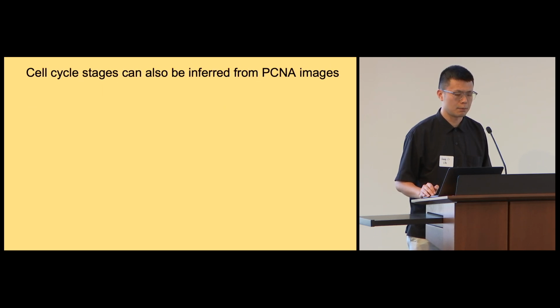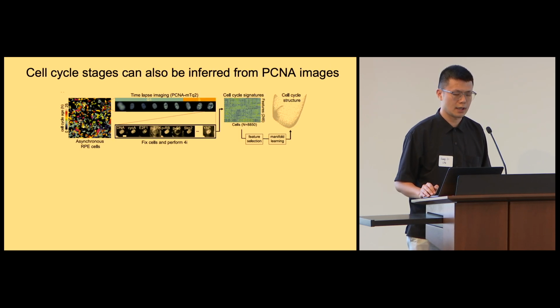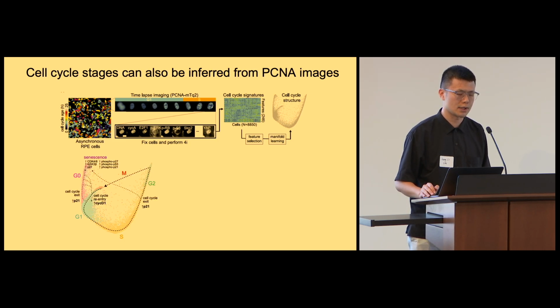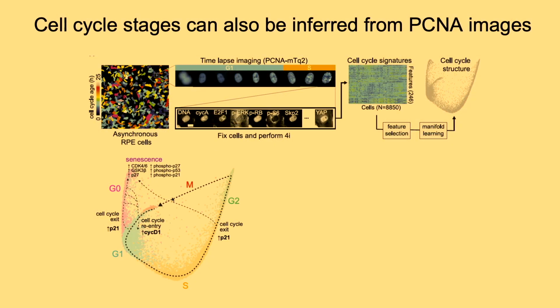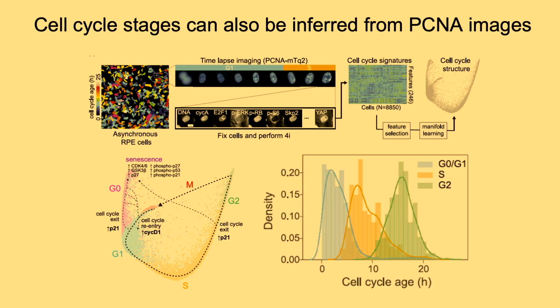One method that can be used is to infer from PCNA images, and a research group from UNC Chapel Hill has been able to use PCNA to assign cell cycle stages to study human cell cycle structures. They identify this manifold where you can see the cell cycle structure here, including the G1 senescence cells on the tail on the left side. They are able to classify cells into 3 categories, G0, G1, S, or G2. And this has been published in Cell Systems 2 years ago.